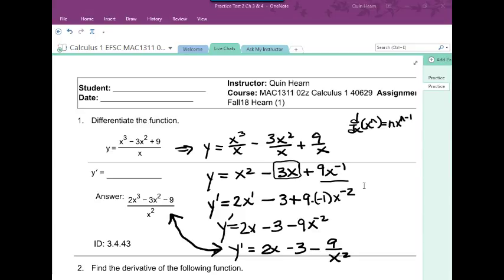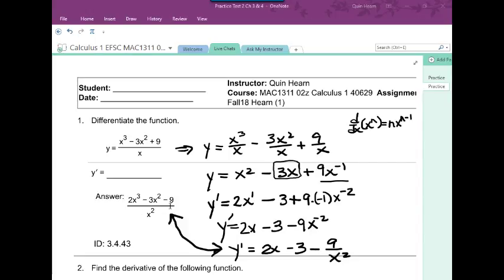Maybe Trina or Annalise, do you have any idea how we could see that these two expressions are really equal to each other? So yeah, it has to do with the x squared.